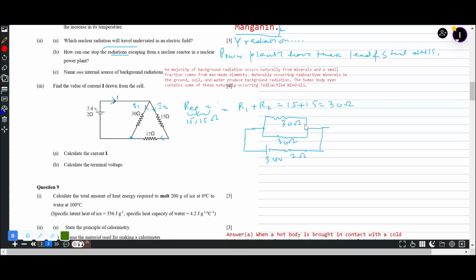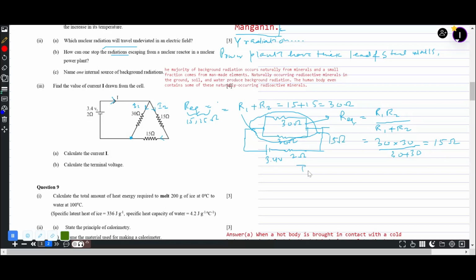So 30 and 30 in parallel will lead to R equivalent for this parallel circuit, which will be R1 R2 by R1 plus R2. Don't get confused with the previous R1 R2. These are standard formulas. So that is 30 into 30 over 30 plus 30. That is 15 ohm. Typically, if two resistors are the same in parallel, you simply take half of it. Okay. So 15 ohm is the total resistance of this part. Right. This is 15 and that is in series with 2 ohms.